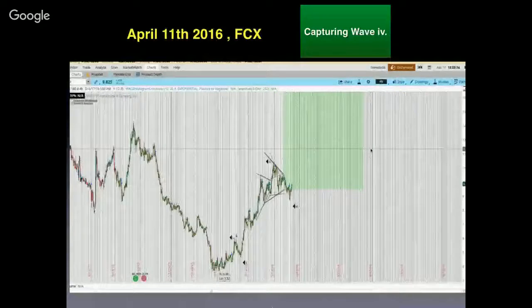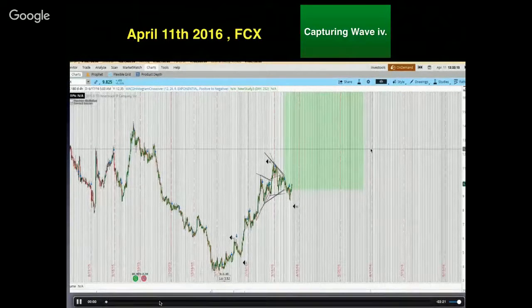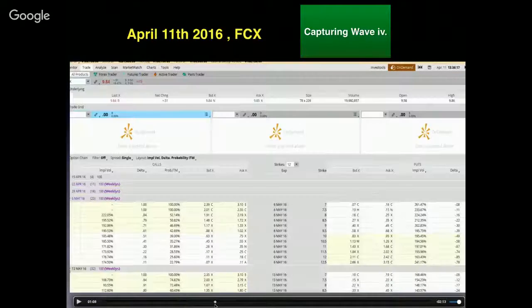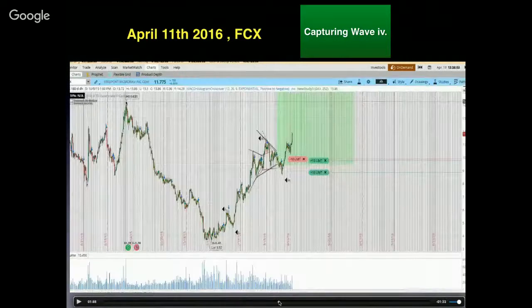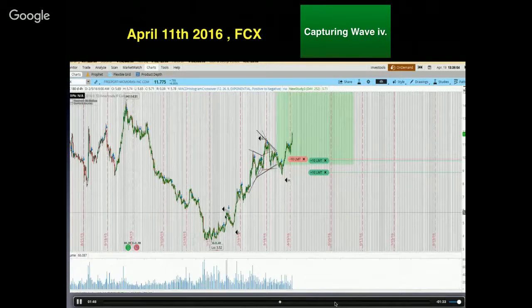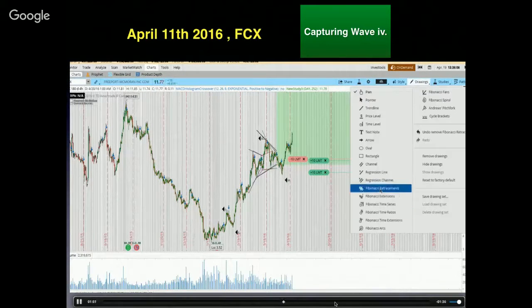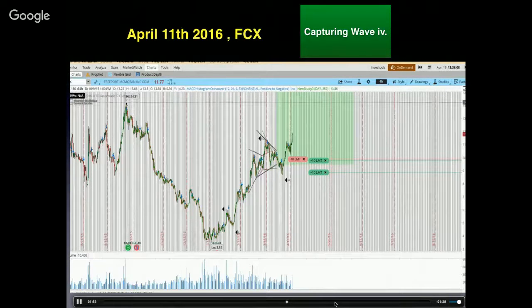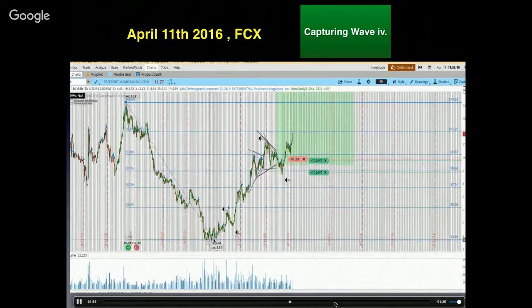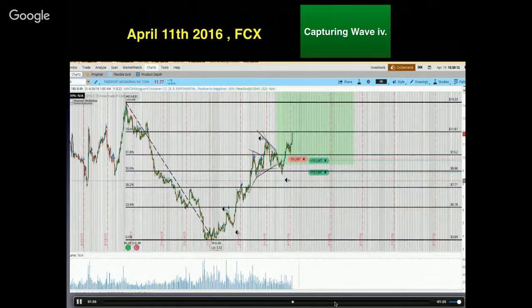So Freeport, to capture wave 4. Freeport wave 4 is complete. Now we are moving higher, and into the green box.